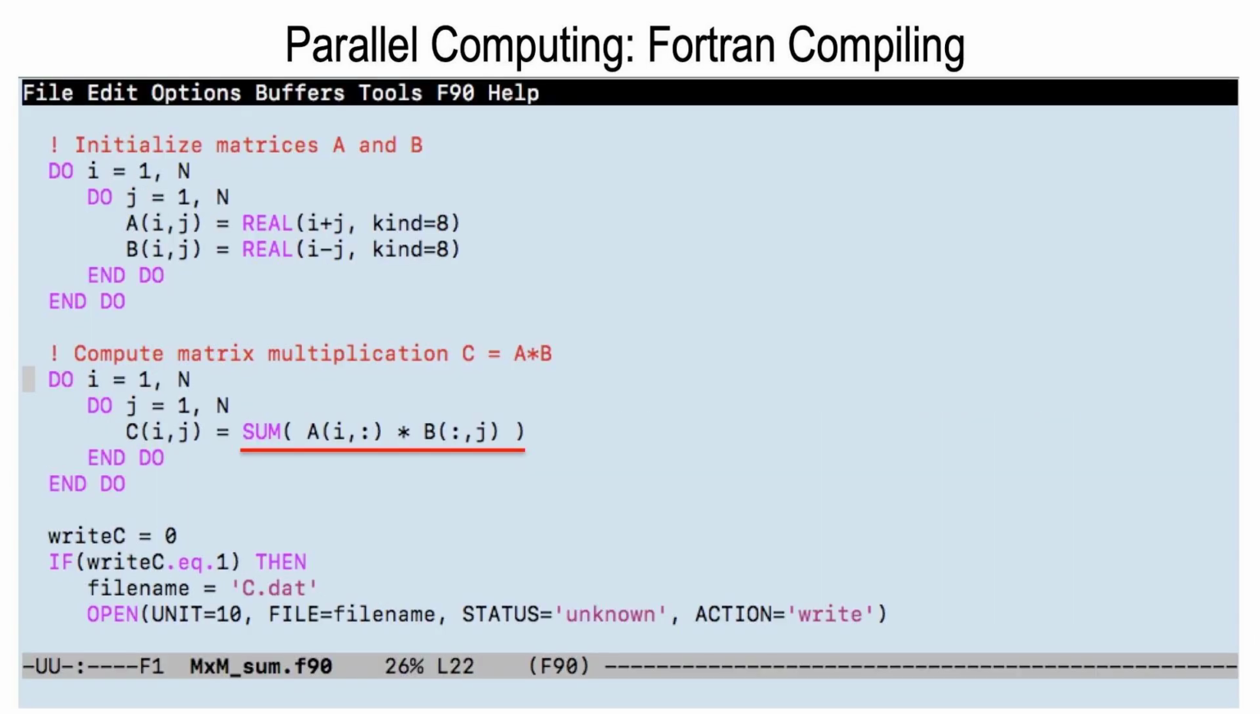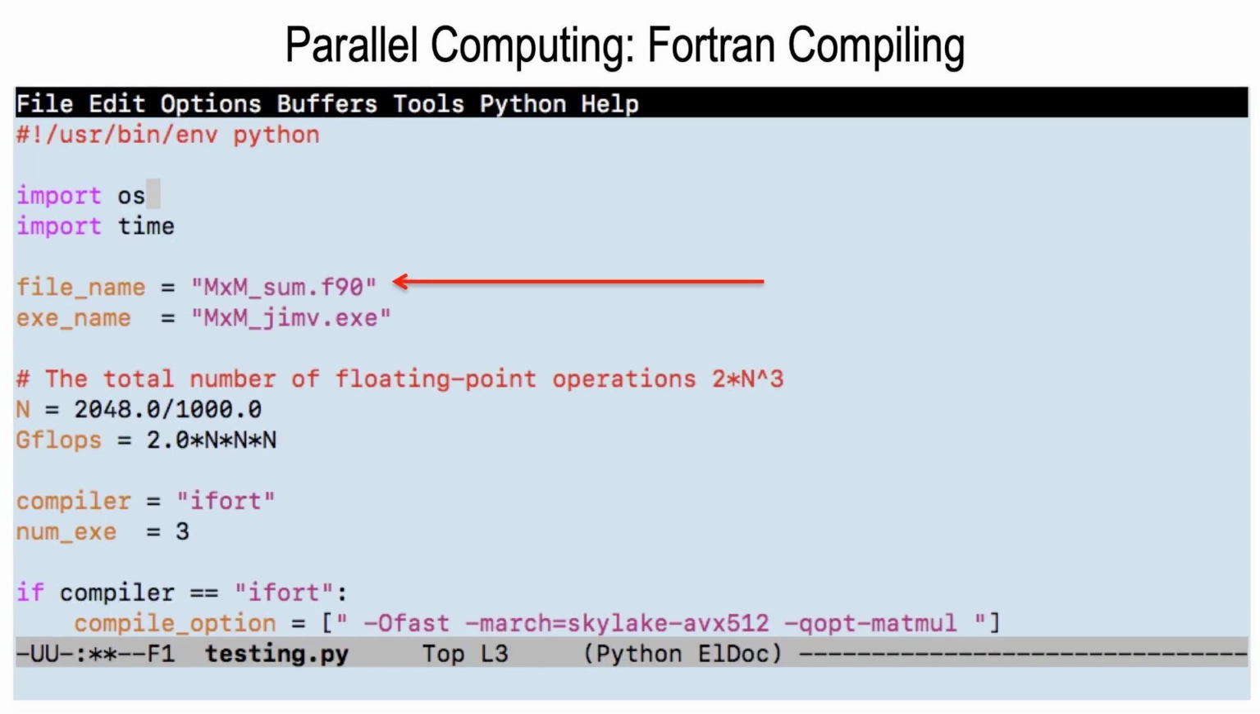We'll try using the intrinsic function sum. While it appears that the loop is now only double-nested, there is an additional loop due to the array notation inside the intrinsic function sum. We'll implement this method in the Fortran program mxm sum. Before executing our testing Python script, remember to update the name of the Fortran program.